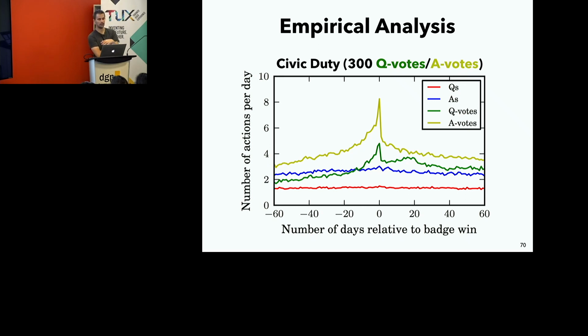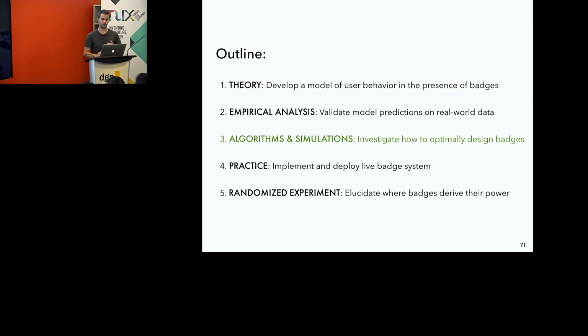Okay, so we're saying that this real world matching with data and these predictions lining up is a validation of our model. Not saying our model is exactly how things work, but it's simple enough and seems to match up with reality enough that we can then use this model to try and figure out how to optimally design badges.